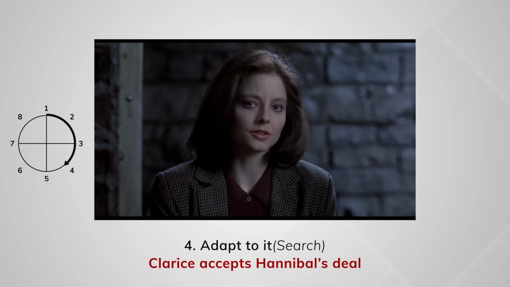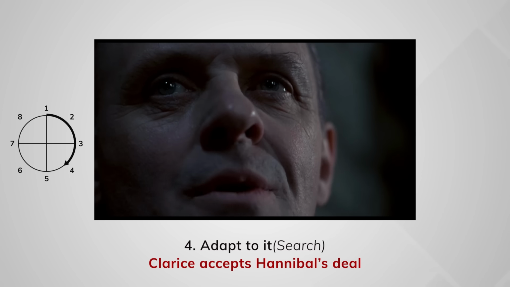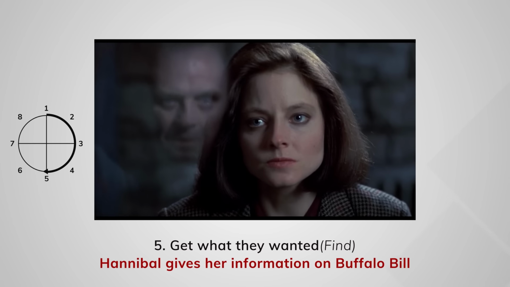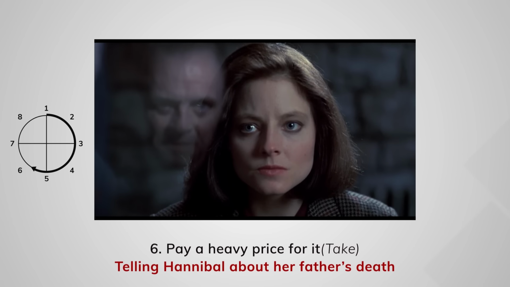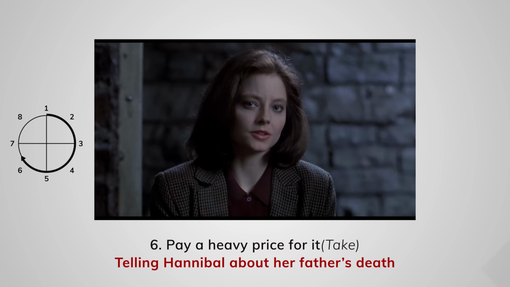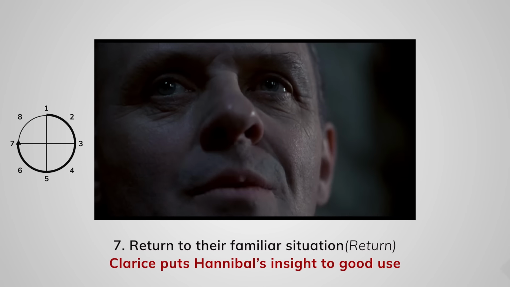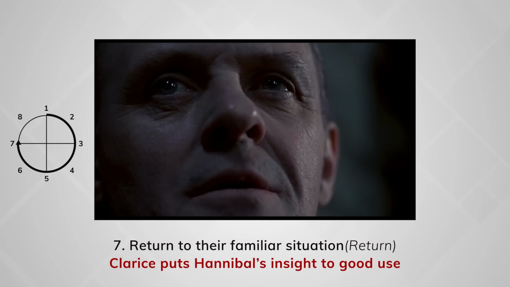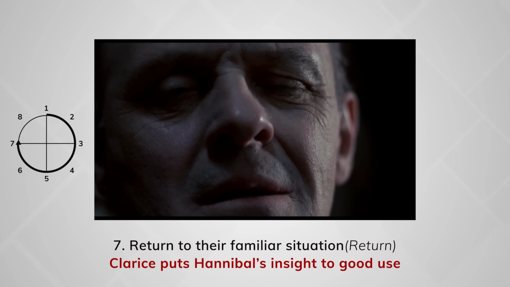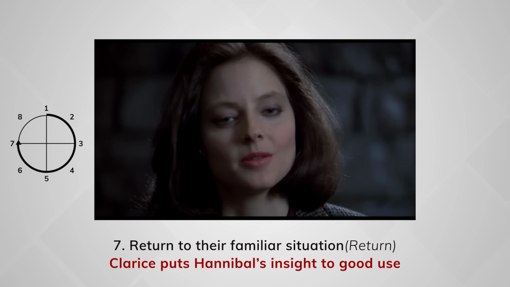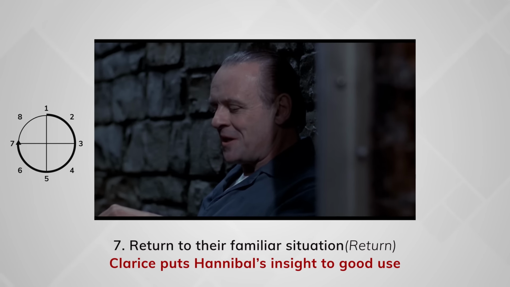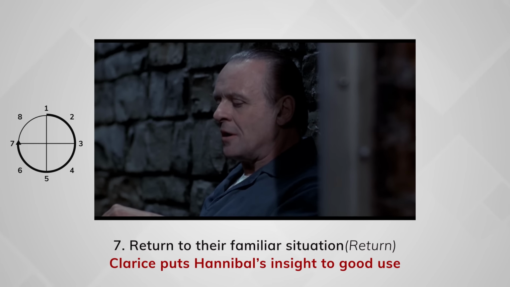Clarice adapts by accepting Hannibal's deal. And because she accepts his deal, she gets the information she needs. However, she pays a price. She has to tell Hannibal about the death of her father. Clarice uses the information she learns from Hannibal Lecter to keep moving in the case. As a standalone scene, this can be considered a return to a familiar situation because the conflict of the scene has been resolved. You could also say that this is not a return because Clarice has not yet fulfilled her want of becoming an FBI agent or finding Buffalo Bill.